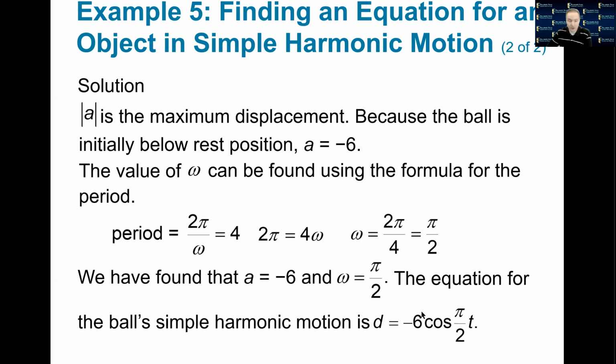I know that the original displacement went down 6 units, so I have my ball's simple harmonic equation right there: -6 cosine pi over 2t. This guarantees that when t is 0, your original position is going to be -6. It guarantees when t equals 4, your position again is going to be down at -6. And at any other time, it's going to give the position at that time t.